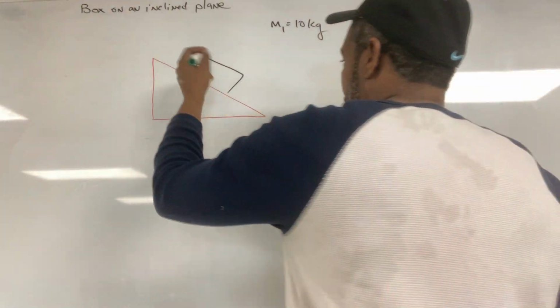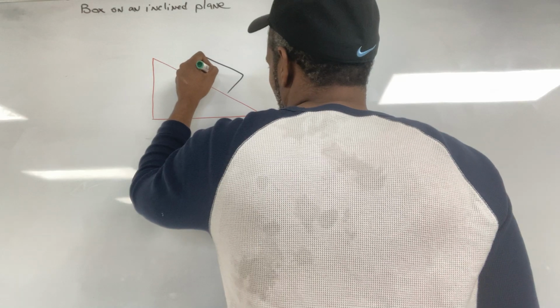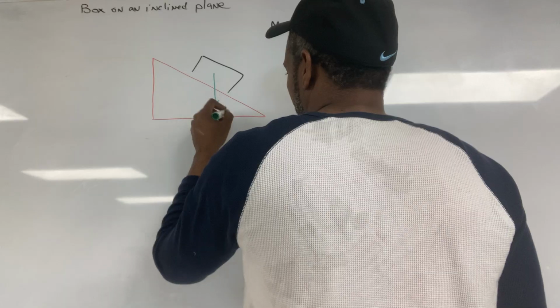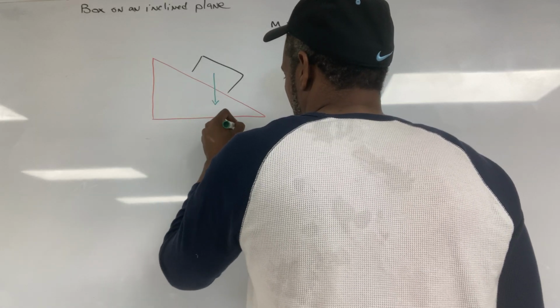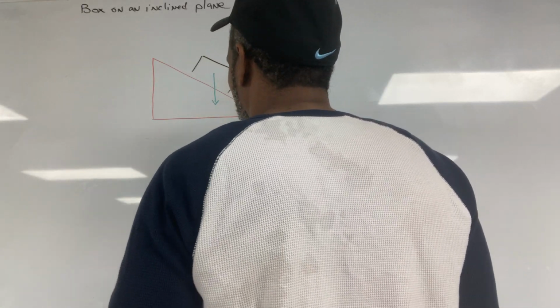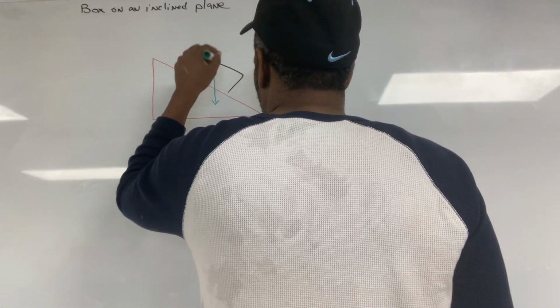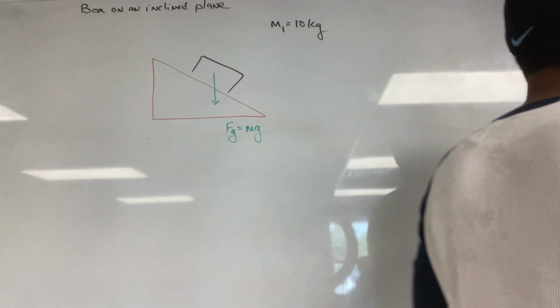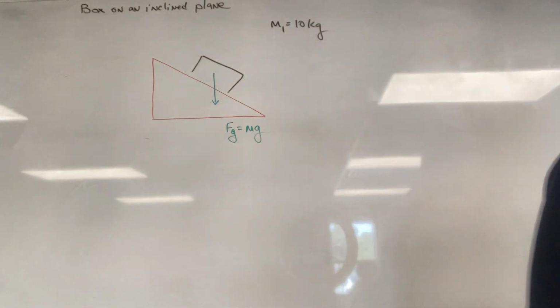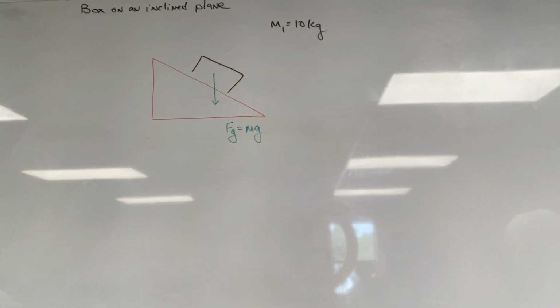So let's identify. What this force acts as, what? This is F of G, right? F of G, the gravity. Gravity always acts straight down towards the earth, no matter if you're on the inclined plane or not. It acts straight down. Now what we're gonna use is the projections of the gravity, like we did with the vectors, right?